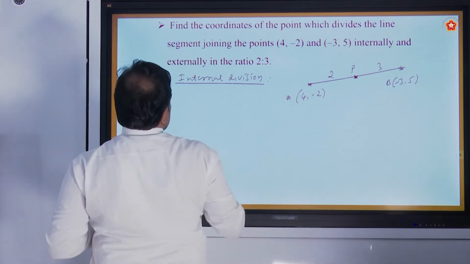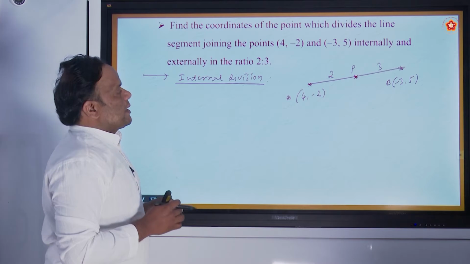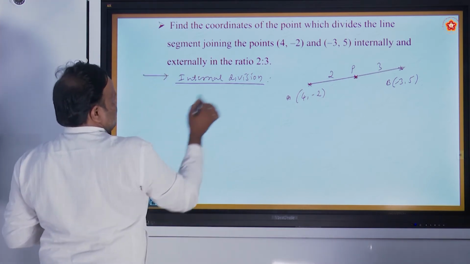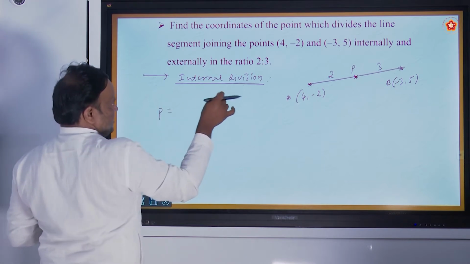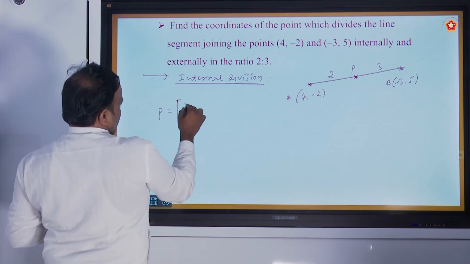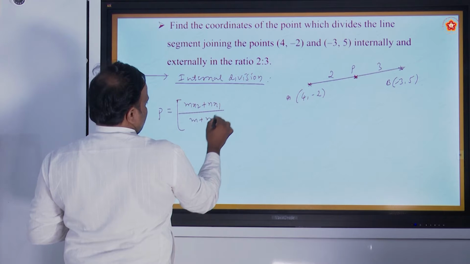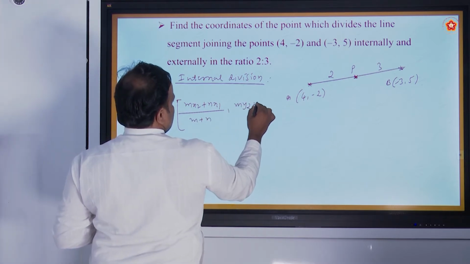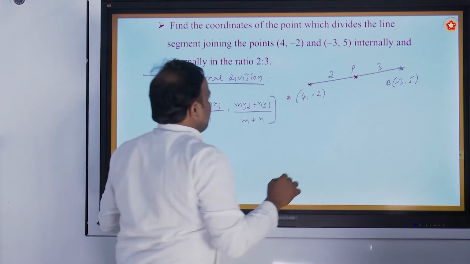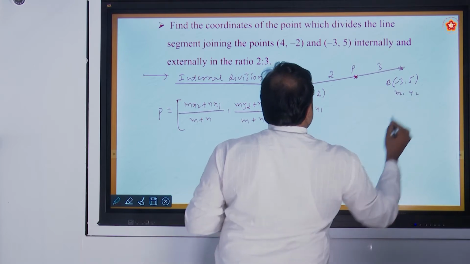First use the internal division formula. First find the internal point, next you have to find the external point. We know the section formula for internal division. P is the point that divides AB internally in the ratio 2:3. So P is equal to ((m x2 + n x1)/(m + n), (m y2 + n y1)/(m + n)). This is for internal division. Give the names here: this is x1, y1 and this is x2, y2.